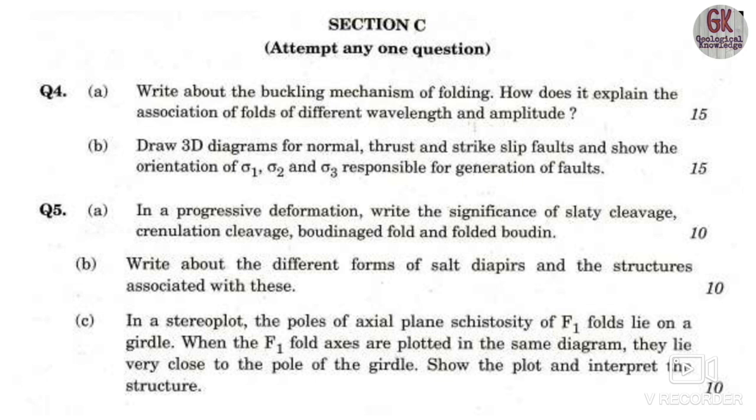And fourth B is draw a three-dimensional diagram for the normal, thrust and strike slip faults and show the orientation of sigma 1, sigma 2 and sigma 3, that is, the normal stresses responsible for the generation of these faults. So you have to draw this three-dimensional diagram. All the three, sigma 1, sigma 2 and sigma 3, mean the three types of normal stresses, and you have to draw all of them, then it will be called a three-dimensional diagram.